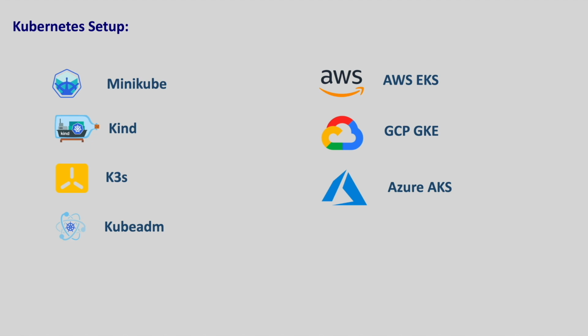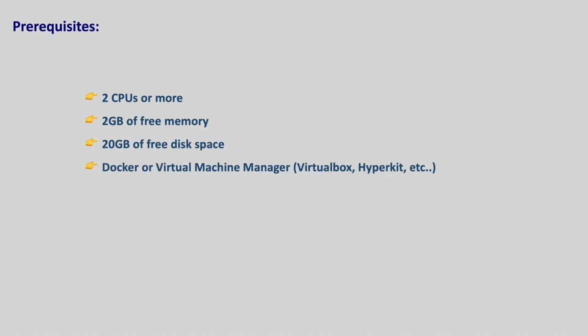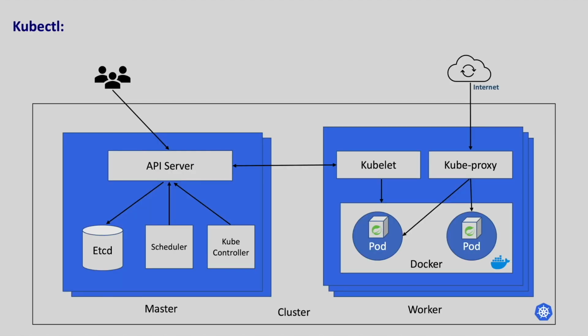No matter how you create the cluster, all the Kubernetes concepts we will be discussing in the next sections will work the same way. To create a cluster with Minikube, we need the following prerequisites: 2 CPUs or more, 2 GB of free memory, and 20 GB of free disk space. Also, we need Docker or any virtual machine manager like VirtualBox or HyperKit. Finally, we need kubectl. As we discussed in the Kubernetes architecture section, this is the CLI with which we can talk to the Kubernetes cluster.